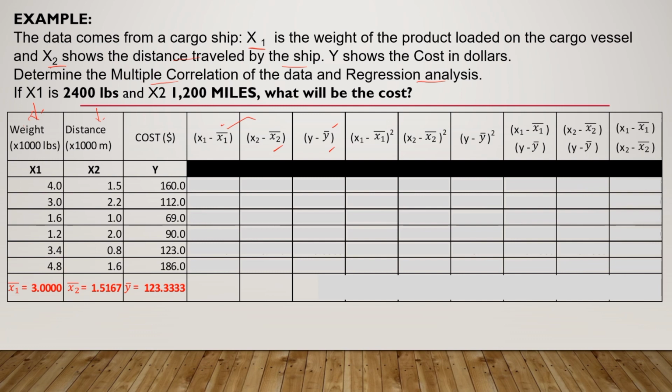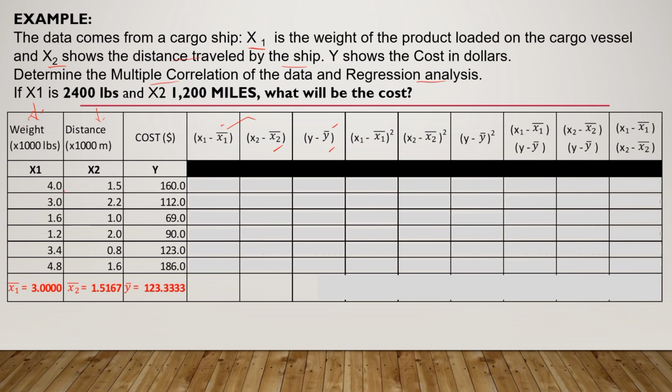Let us start our computation. For x sub 1 minus x sub 1 bar, I already computed the x sub 1 bar, that is the average of this data: 4 plus 3 plus 1.6 plus 1.2 plus 3.4 plus 4.8. The average of these values is 3.0000. I used 4 decimal places. Then for x sub 2, the average is 1.5167. And for the average of y, we have 123.3333.